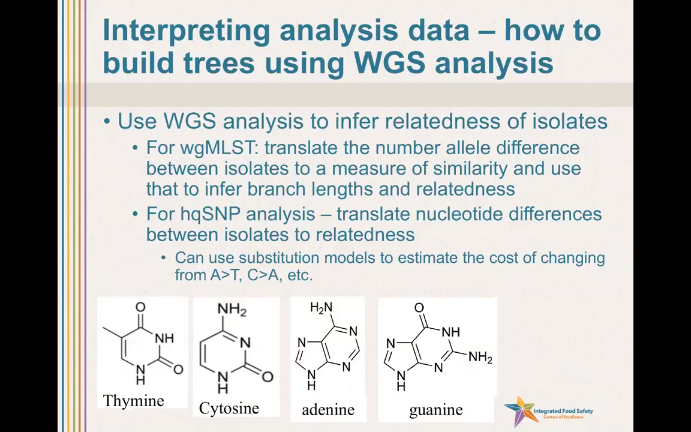So from this, for example, you can see that a change from a T to a C is more likely to occur, because the structures are similar, than a change from a C to an A. Those sort of subtleties in terms of the likelihood of changes occurring can be and are typically used in high-quality SNP analysis.